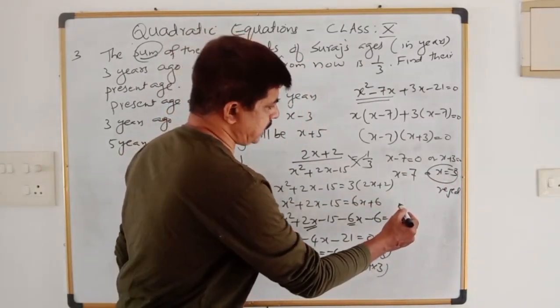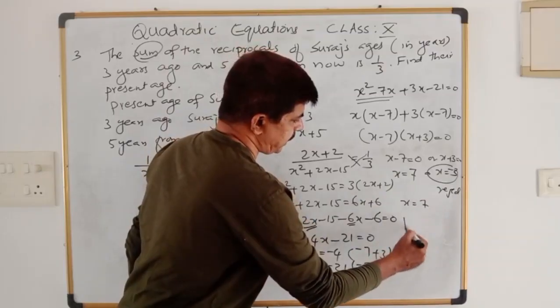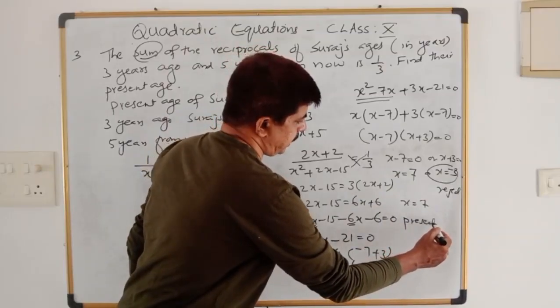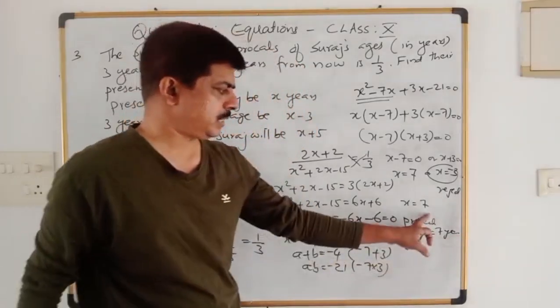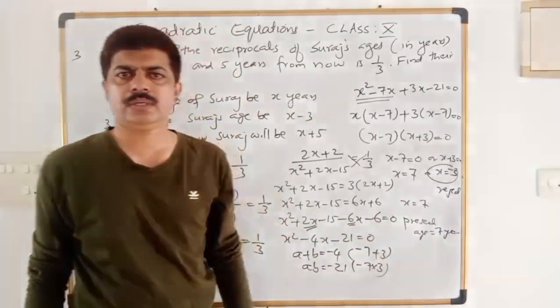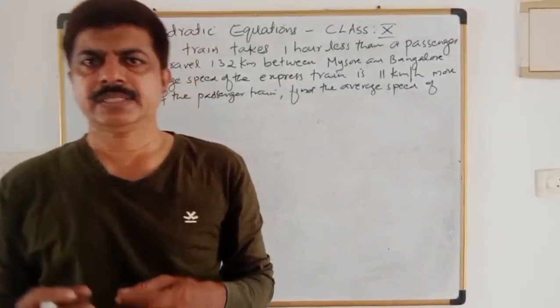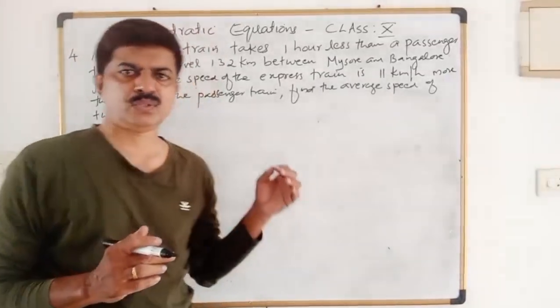What is the present age of Suraj? x is equal to 7. Present age of Suraj is 7 years. Suraj is 7 years old. Okay. Next we are going to discuss our fourth question.